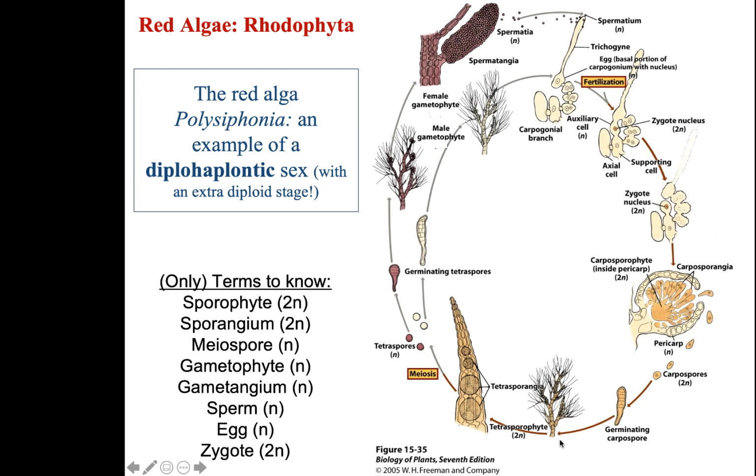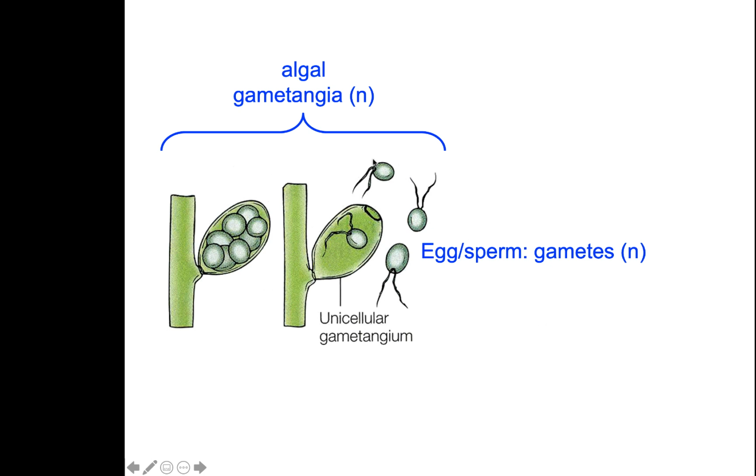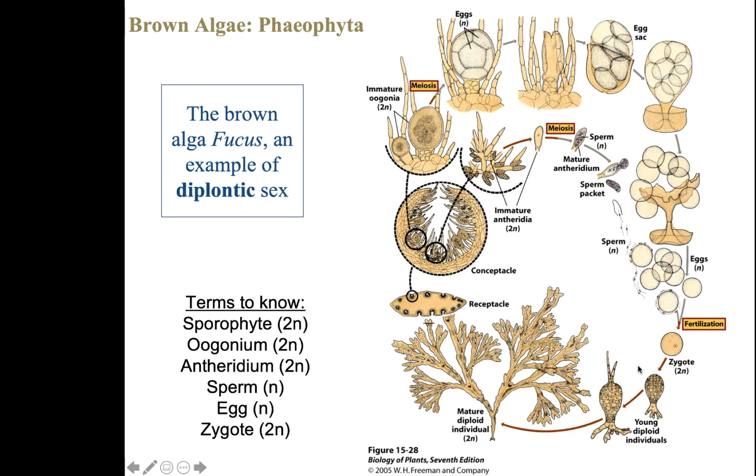Great. So you don't need to know these tetra and carpo words. Just need to know these ones. Okay. Here's another, just to tell you, a gametangium is really just a haploid structure that's producing gametes. Okay. So here, this is the structure, it's haploid, it's producing gametes. Great. Whoa, another crazy life cycle.